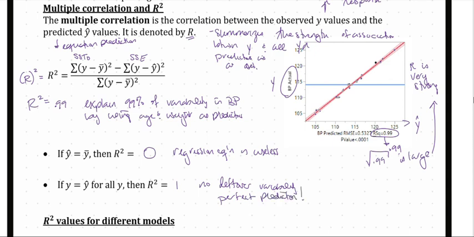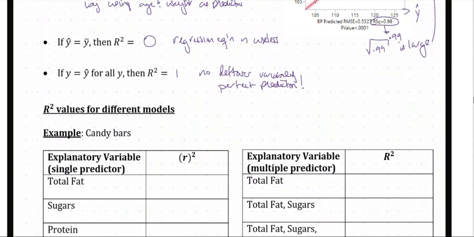We almost have that here with our blood pressure data. Here, my observed values are almost exactly equal to my predicted values, but not quite. So let's think about how R squared changes when I have different models.